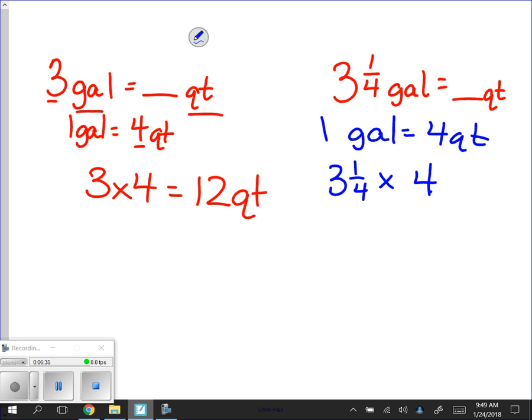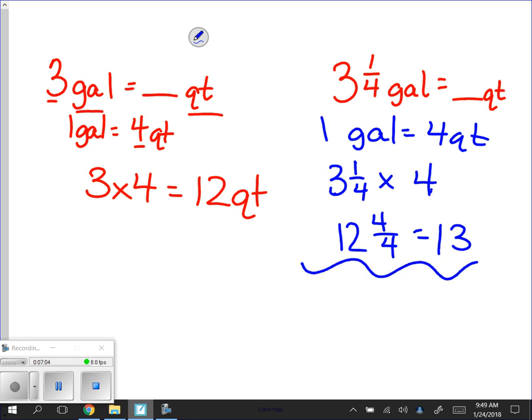Whole number times the whole number, 12. Whole number times the numerator, 4 fourths. When the numerator and the denominator are the same, it's equal to 1. So 12 4/4 is equal to 13. So you just forgot to multiply that. Okay, so that's the one way that you could solve it.